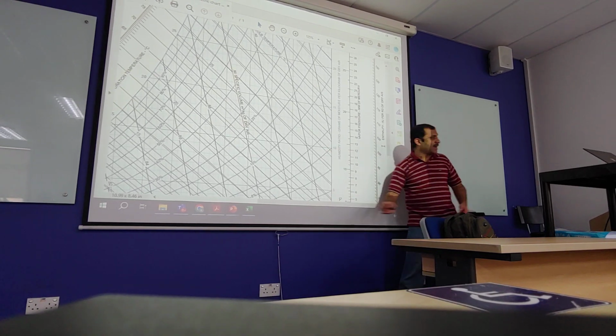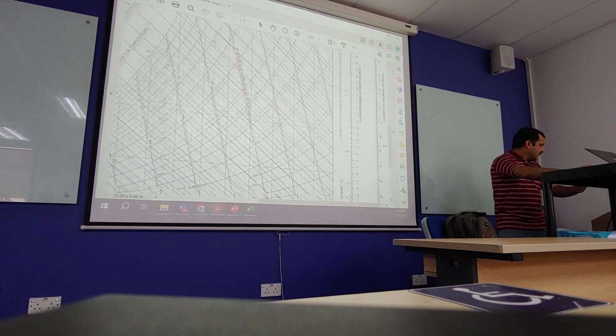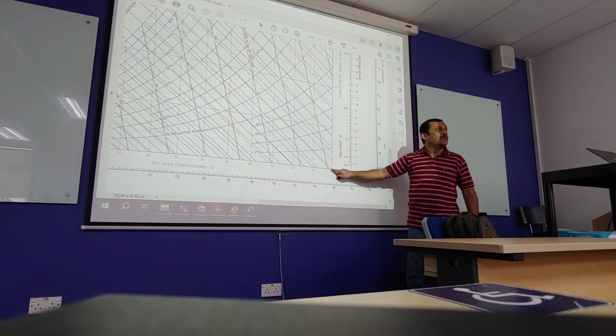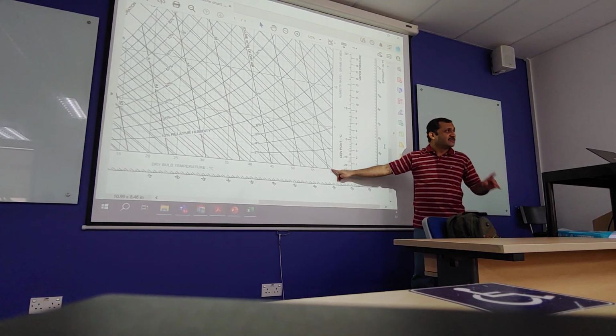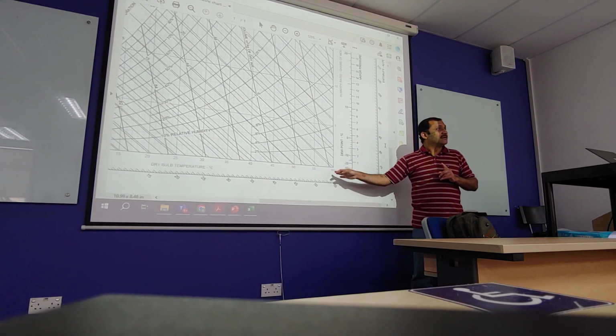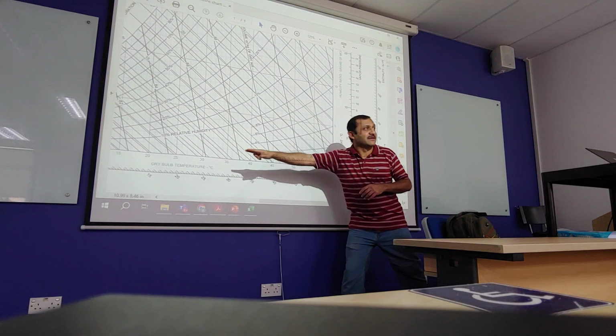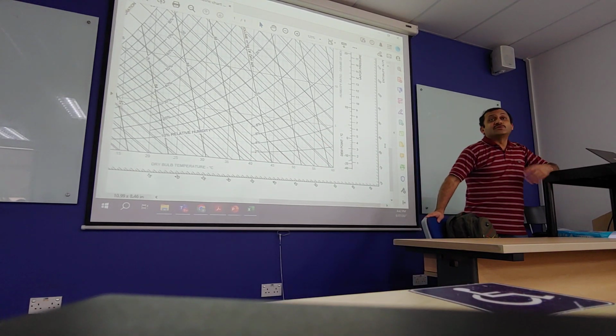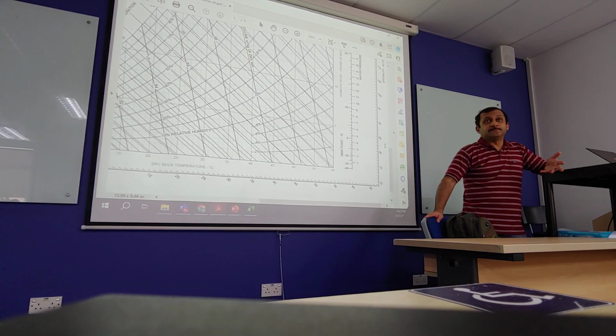If we continue to go down, there's only one point where there will be 0 grams of moisture. So there's only one point along that entire horizontal line where there's no moisture, but most of the other times there will be moisture.